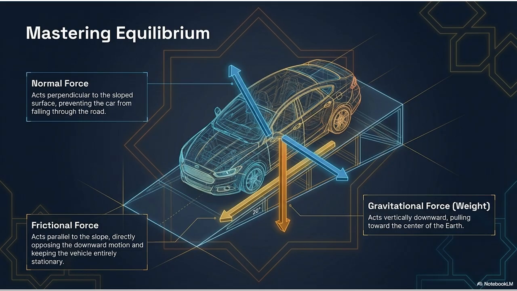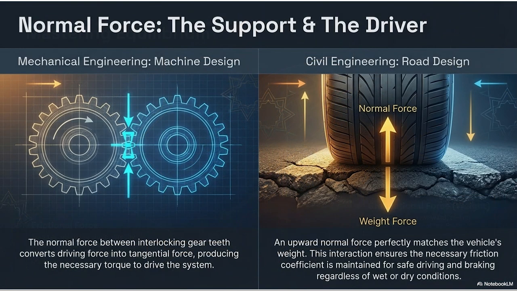Our research shows that the normal force acts as both a support system and a primary driver of motion. Let's talk about the support side first, specifically in civil and automotive engineering. Okay, yeah. This is where the normal force dictates your safety literally every time you get in a car. The upward normal force of the road pushing against your tires is actually what determines your grip. Because if the road didn't push back, you'd just be floating. Right. Exactly. And the notes mention this interaction is what ensures the necessary friction coefficient is maintained for safe driving. So basically, without that perfectly calculated perpendicular pushback from the ground, your brakes wouldn't even work.